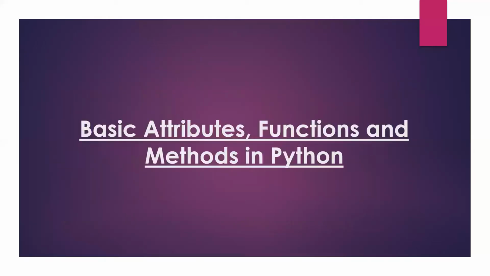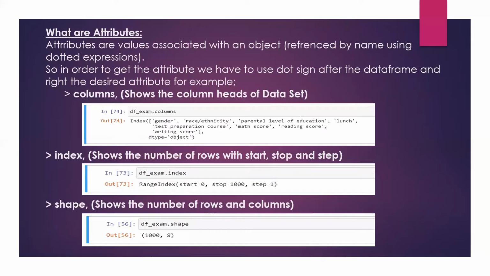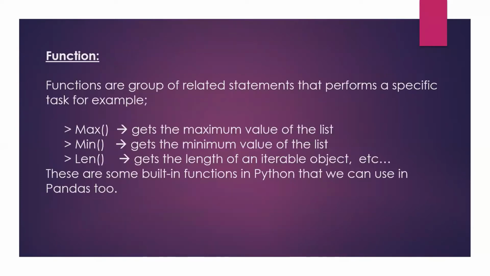Then we proceeded with some attributes, functions, and methods in Python, and we saw how we can apply these attributes, functions and methods to this CSV file. We discussed what attributes are: columns, index, and shape. We use these attributes to see the results like this: index for rows, columns for column heads, and shape for the number of rows and columns in the table.